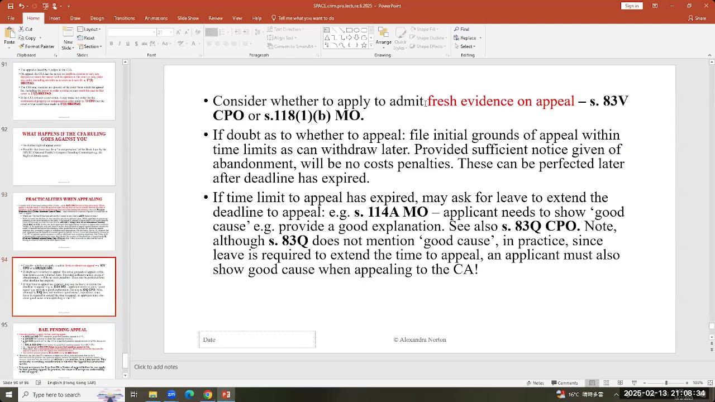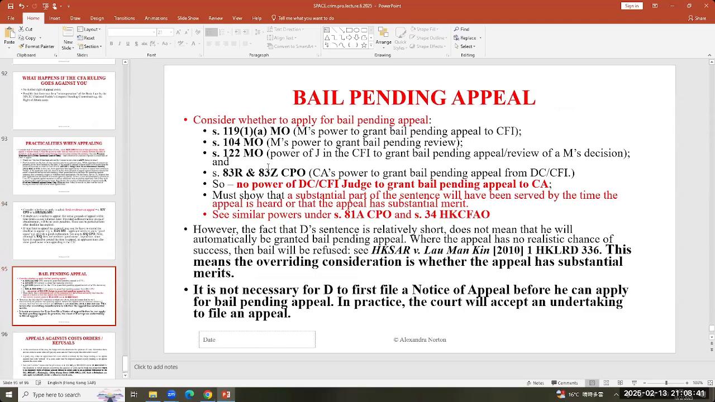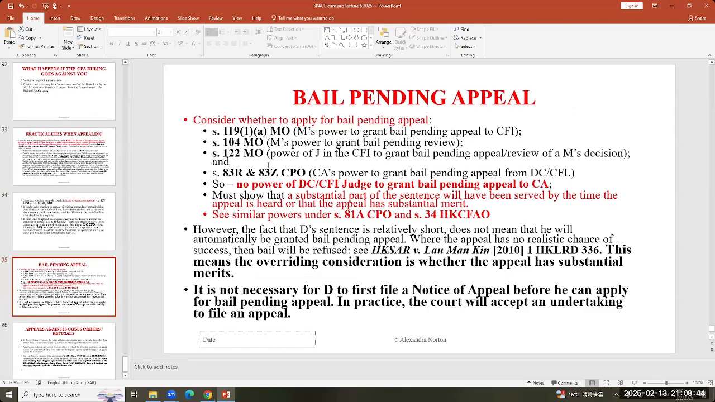You have to think about whether to admit fresh evidence on appeal. You can possibly get an extension of time if you've got good cause, but you also need to think about bail pending appeal, right? Remember, a magistrate can grant bail pending appeal. A CFI judge can grant bail pending appeal from an appeal from the magistrate's court to the CFI, or the Court of Appeal can grant bail pending appeal, where the case is being appealed from the district court or the CFI, but a district court or CFI judge cannot grant bail pending appeal to the CA.